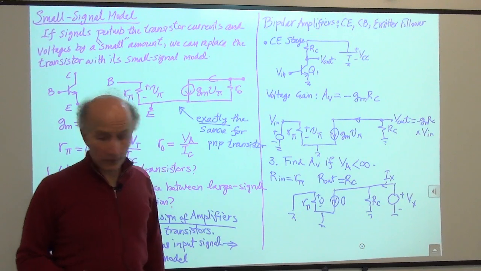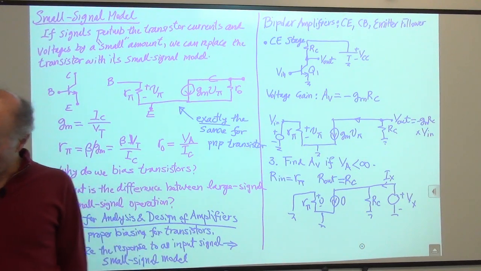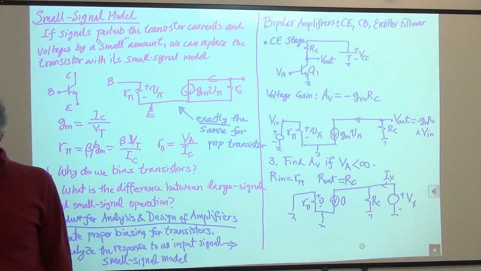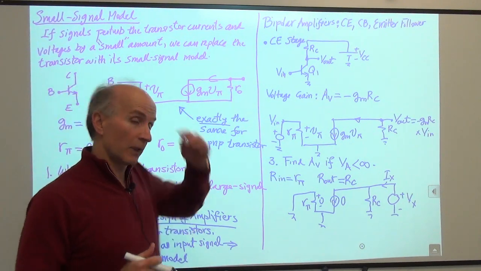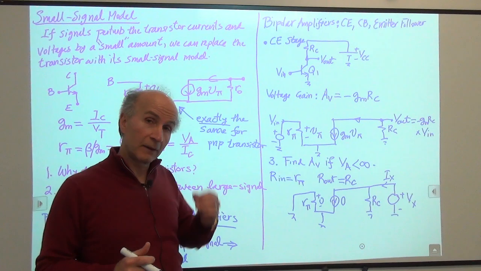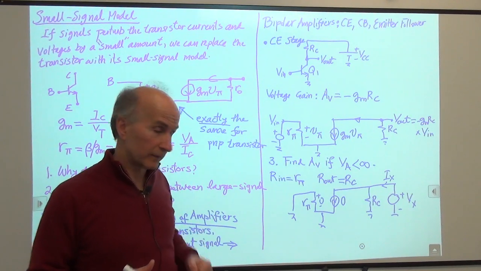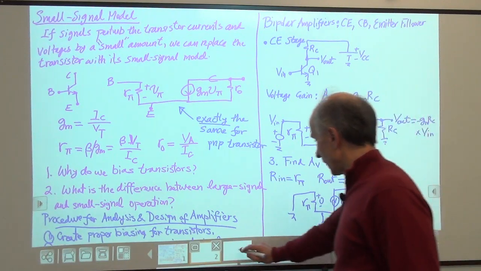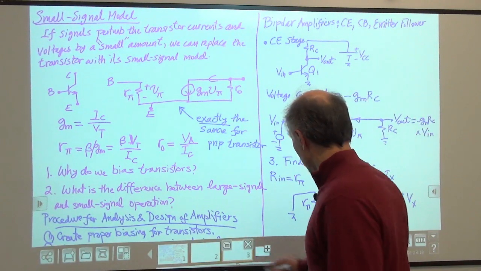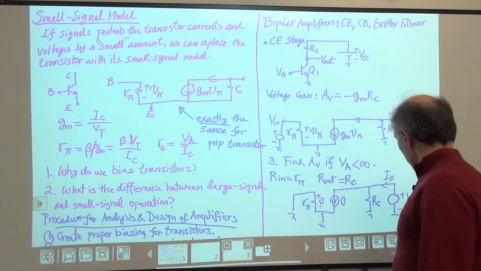Okay, so this was a quick analysis of the common emitter stage. Let's go on to a variant of the common emitter stage that's extremely important, and that's what we call a degenerated common emitter stage. So we're going to go to the next page and look at the degenerated common emitter stage.